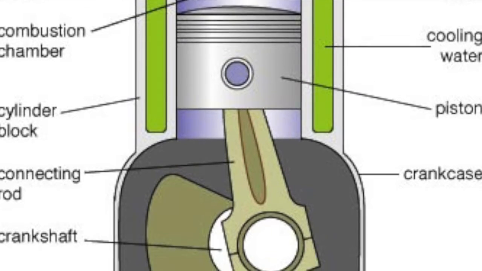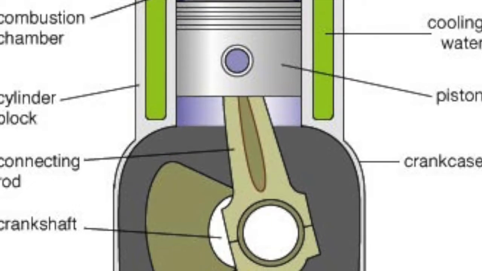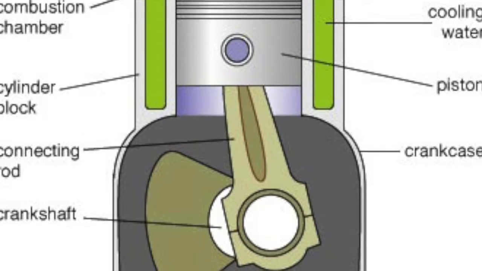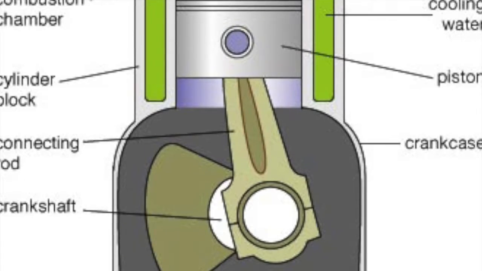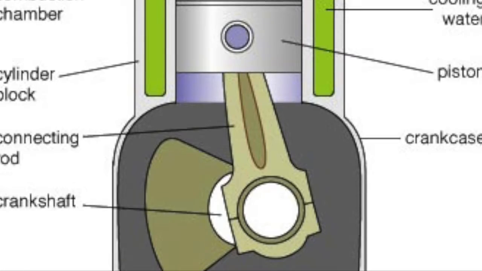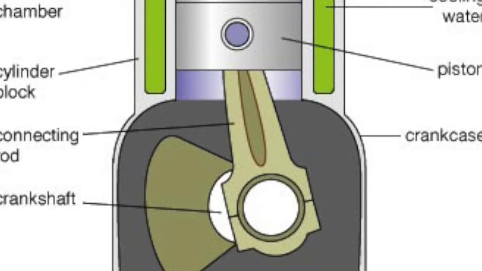In a CI engine, only air is inducted into the engine, which is then compressed. These engines then spray the fuel into the hot compressed air at a suitable measured rate, causing it to ignite.